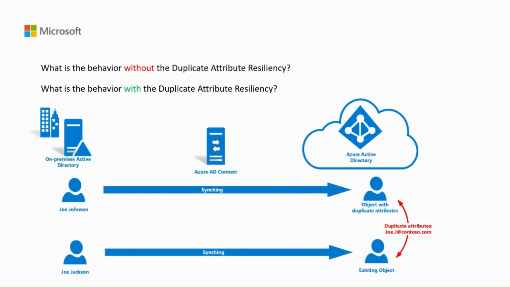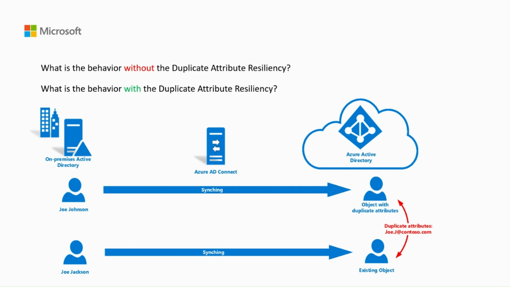Starting with the sync behavior without the duplicate attribute resilience, when attempting to provision a new object with a UPN or proxy address value that violates the uniqueness constraint, Azure AD blocks that object from being created. The provision attempt or update is retried by the sync service upon each export cycle and continues to fail until the conflict is resolved. An error report mail is generated upon each attempt and an error is logged by the sync client.